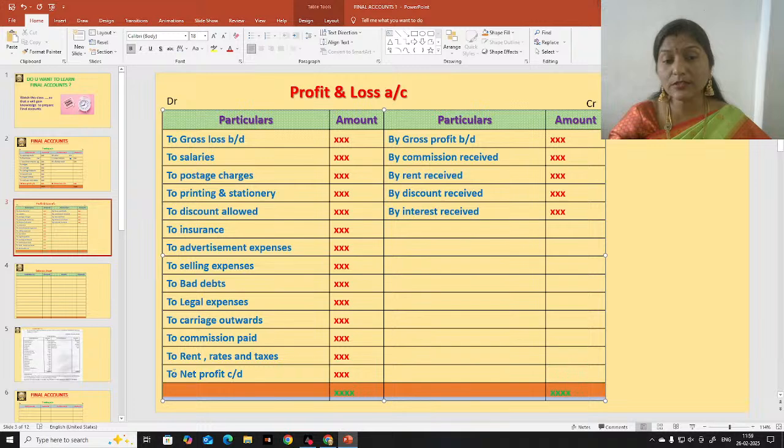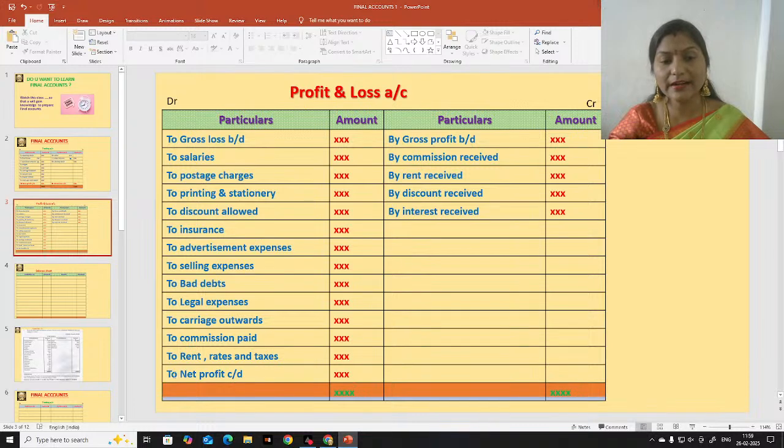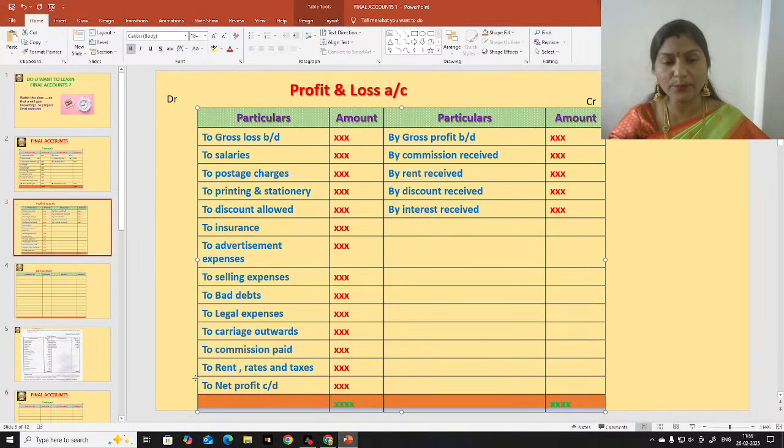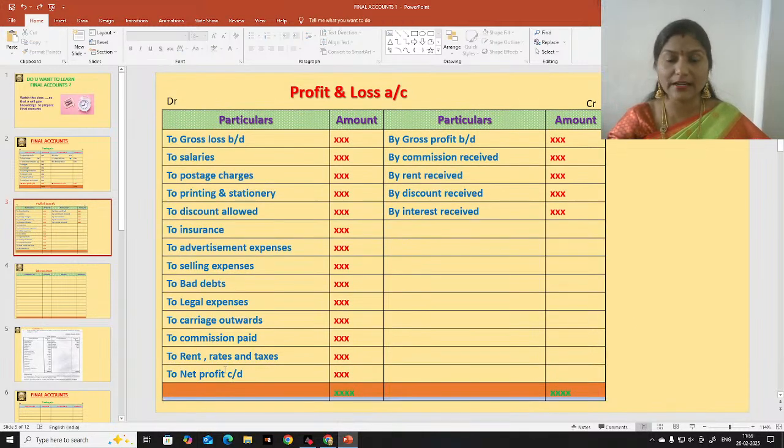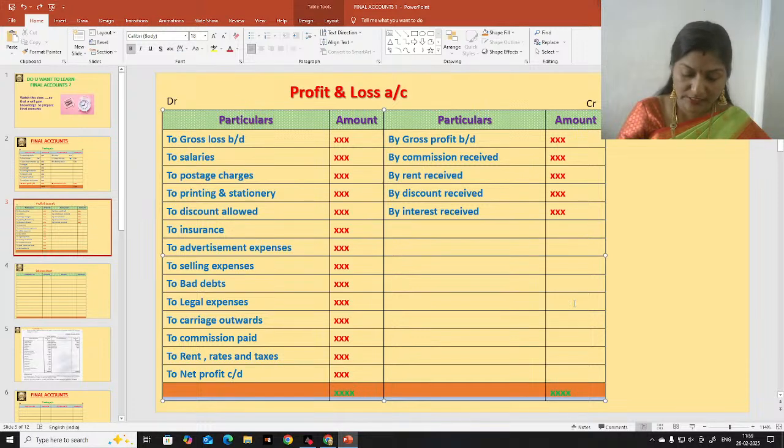And sometimes the amount will be less on the credit side. If the credit side amount is lesser, then we will record net loss on the credit side. Because if you get less amount on the debit side, we will call it a net profit. If you get less amount on the credit side, we will call it a net loss. Net loss carried down.